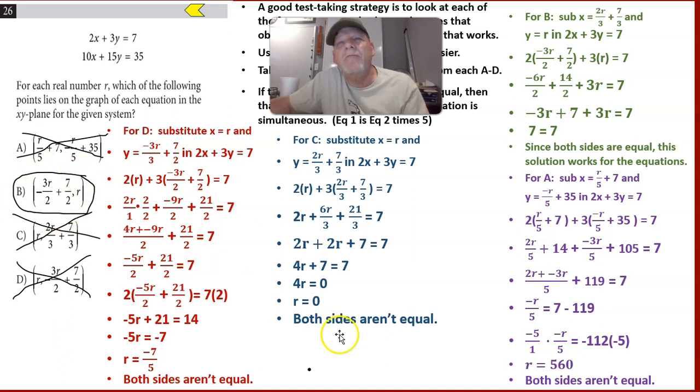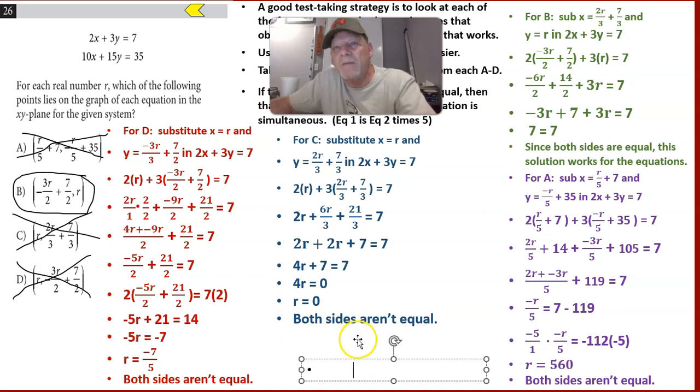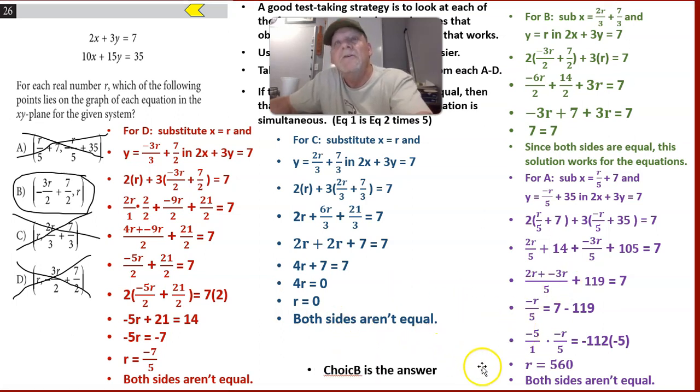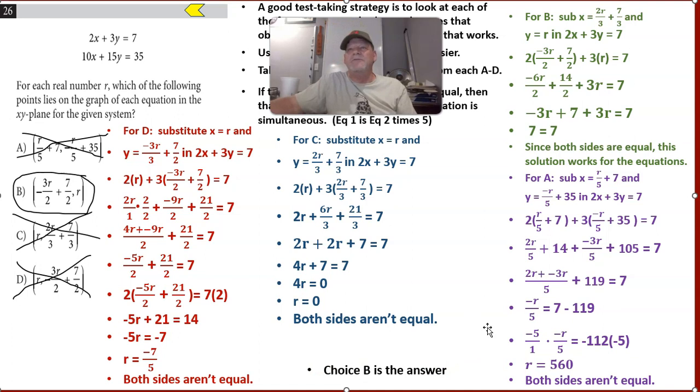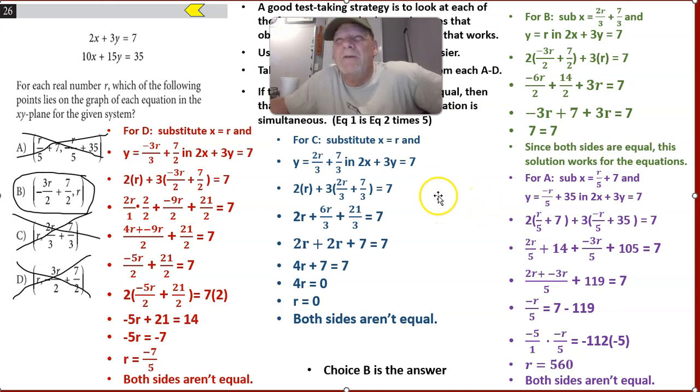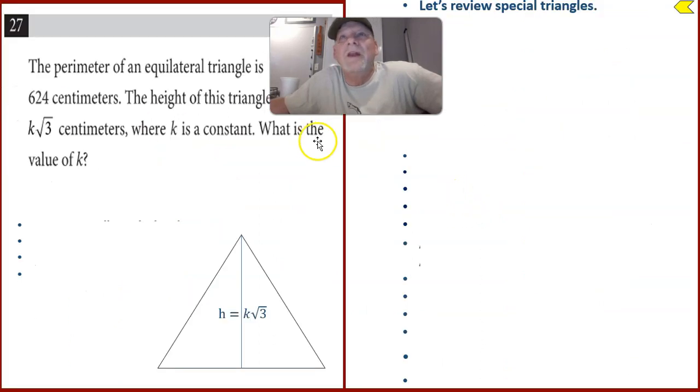And that was kind of tough, but it was good to see that sometimes a good test-taking skill is just to plug in each of them. So choice B is the answer. So that was kind of a long one. Sometimes you can't just plug something in and work it. All right, now let's go to the last one in this first set of problems.